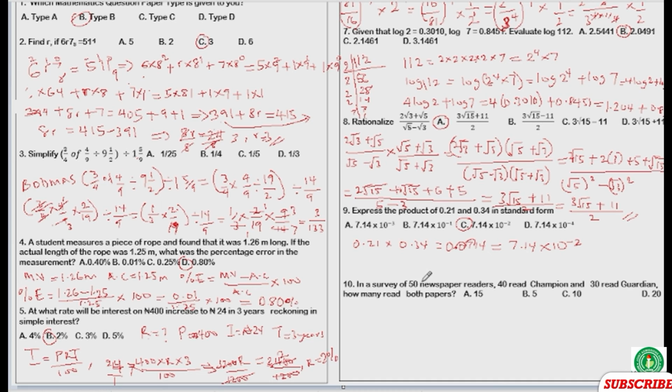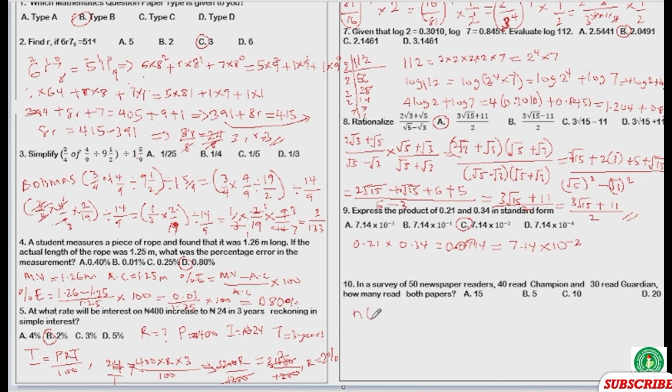Now this is a question on sets, specifically Venn diagrams. We are told that in a survey of 50 people readers, 40 read Champion and 30 read Guardian. How many read both? Now you have to represent this information with a Venn diagram, but in JAMB you might not have that much time to draw a diagram. You can use a Venn diagram, or you can use the formula method.